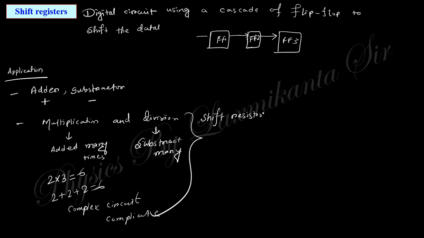So shift register is actually used for multiplication and division. You use shift register for multiplication and division.